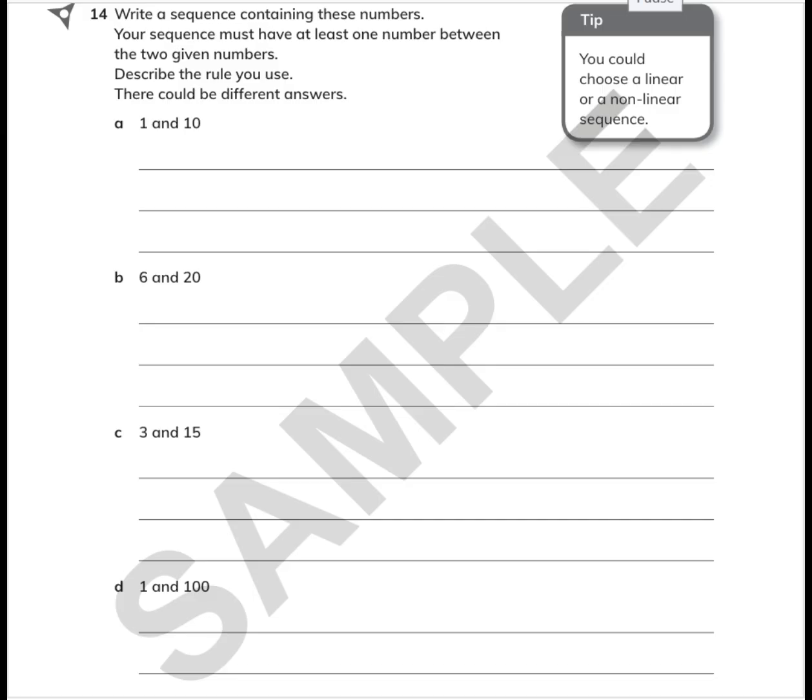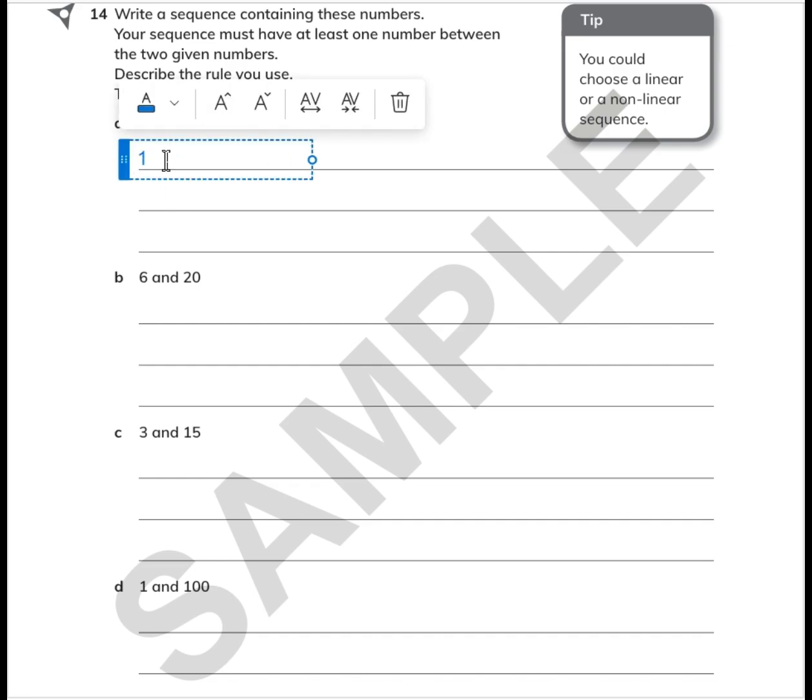So first is 1 and 10, so we can write 1, 5, 10, 15, 20.